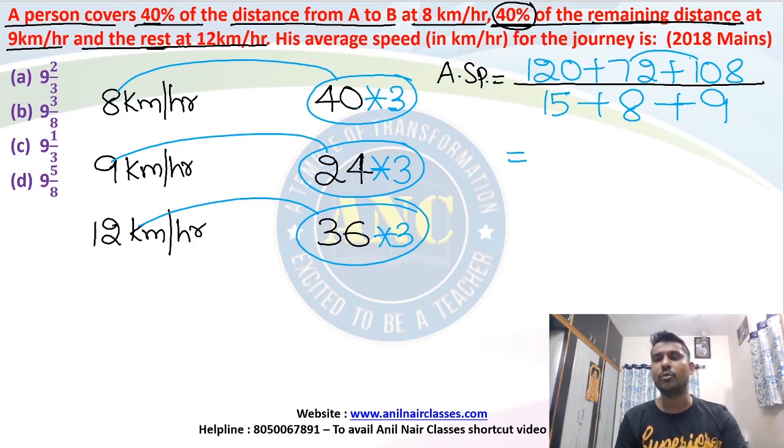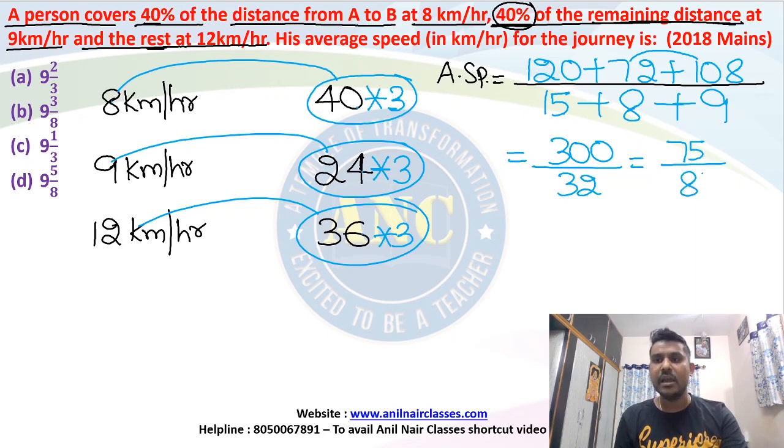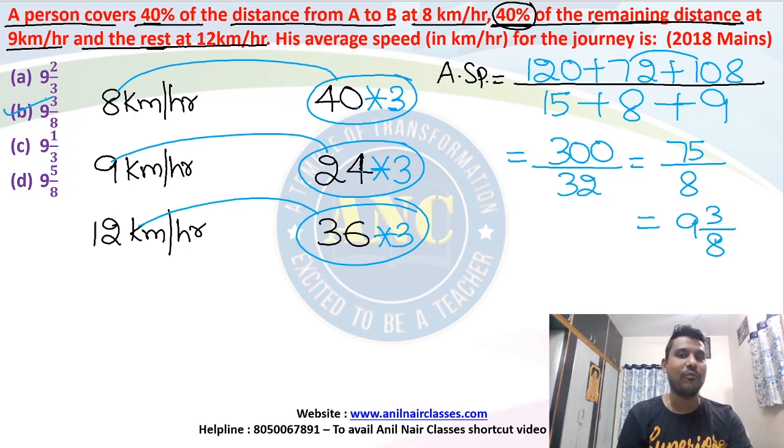72 plus 108 is 180, 180 plus 120 is 300, 300 divided by 15 plus 17, which is nothing but 32. So I can also write it as 4 into 75 is 300, 4 into 8, 75 divided by 8, and convert it into a mixed fraction, because the answer options are given in terms of mixed fractions. 93 by 8 kilometers per hour should be the answer for this question. Beautiful way of solving the question.